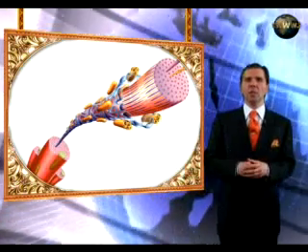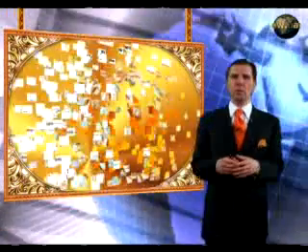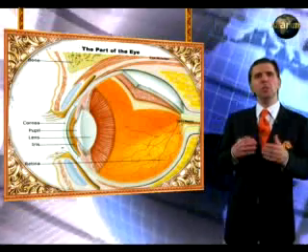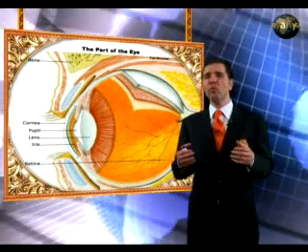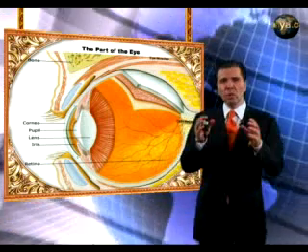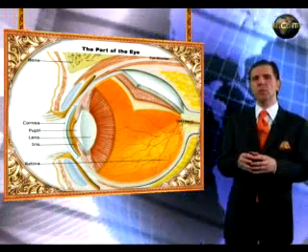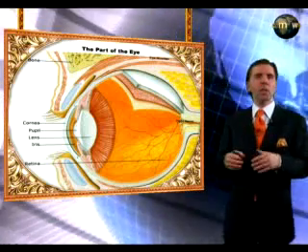I want to give you one example. Human eye, for example. Human eye is extremely complex. It is better than any camera in the world. It consists of about 40 different components. And all these components, if one of these components is either missing or defective, it will not function.